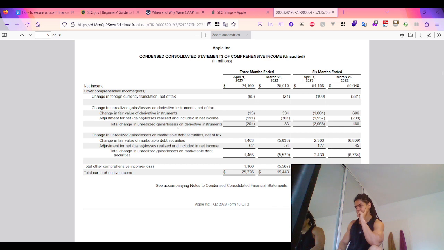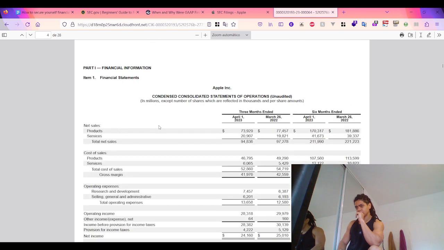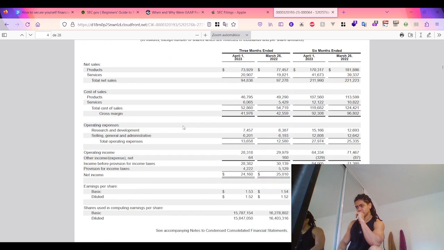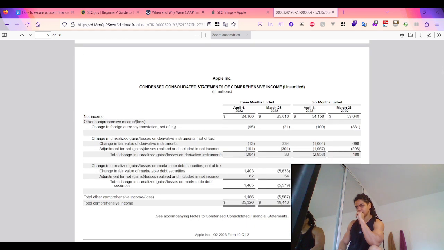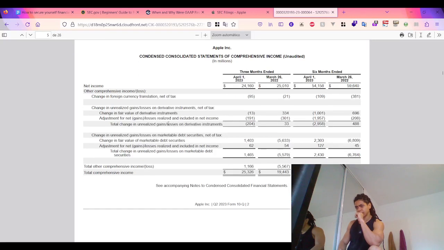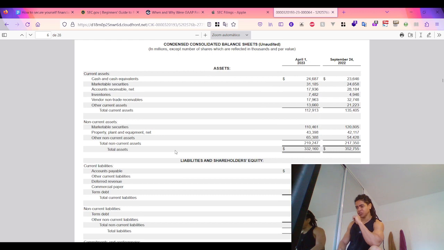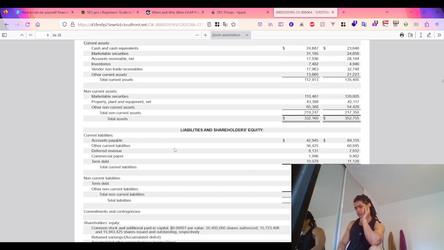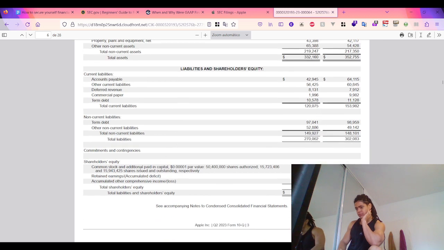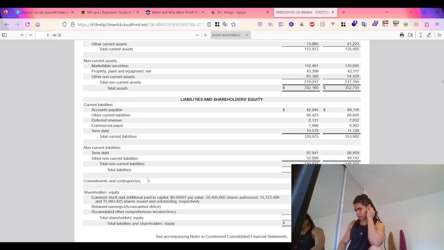Condensed consolidated statements of comprehensive income. And this is from the income statement, as well as this, net income, comprehensive income. And this is the balance sheets. Assets, liabilities, and shareholders' equity. Retained earnings, accumulated deficit, accumulated other comprehensive income, and total shareholders' equity.